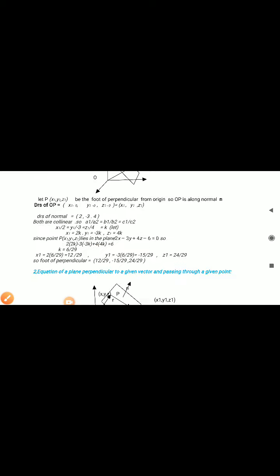Now this is the one type of equation. Another type is the equation of a plane perpendicular to a given vector and passing through a point. Here we consider a figure where the plane has a point A on it. This is point A with coordinates x1, y1, z1, and for finding the equation we consider a point P on the plane whose coordinates are x, y, z.